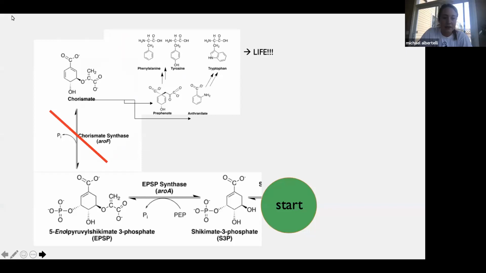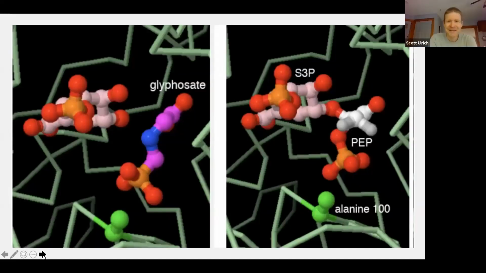Then I just kind of made this because I thought it was fun. Glyphosate comes in and goes to this step right here, and then it prevents that reaction. It prevents chorismate synthesis, so chorismate can't be used to make all of these, and so that doesn't happen, and then they die.